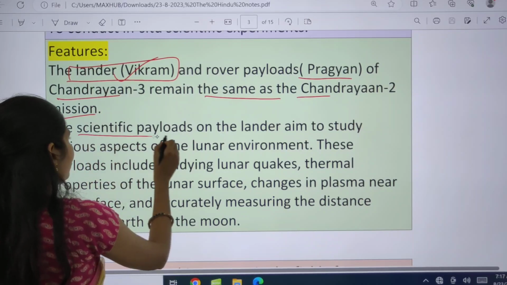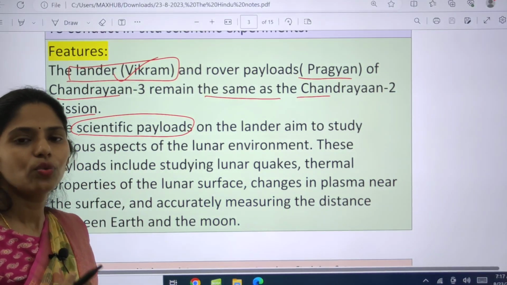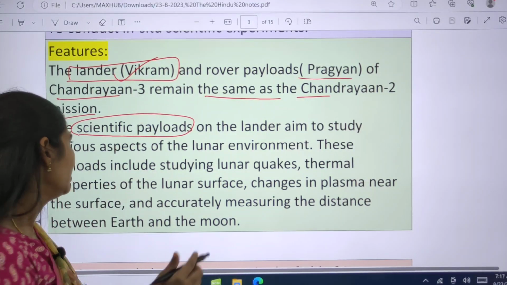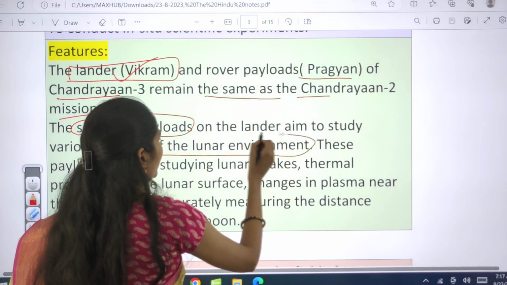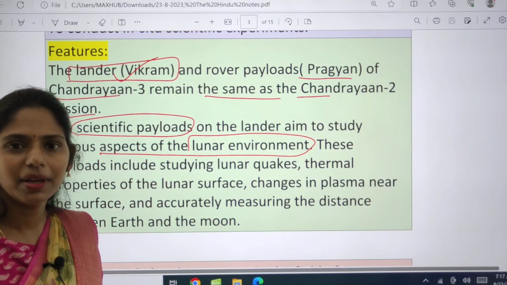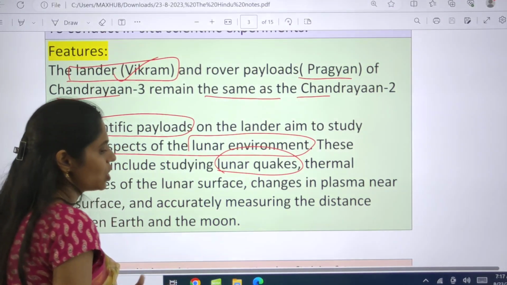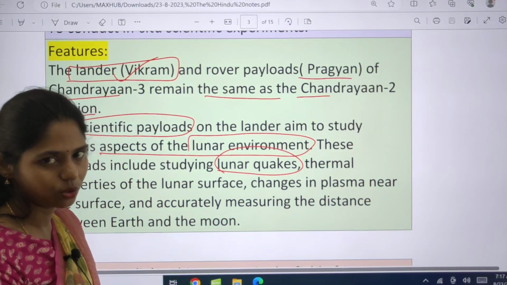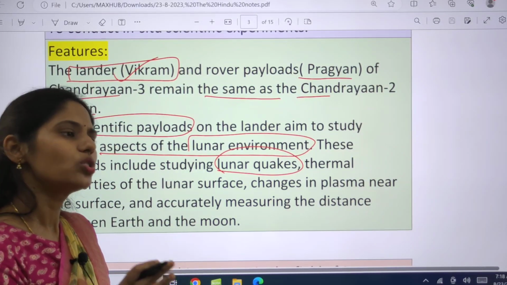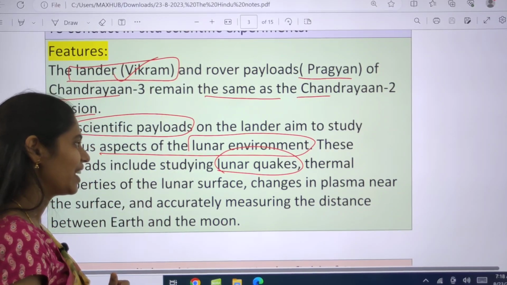We have some scientific payloads on the lander. Because of this, we can study different aspects of the lunar environment. These payloads will be helpful especially for studying lunar quakes. On earth we have earthquakes, right? That is a shaking of the earth. In the same way, on the moon's surface also there are quakes. They are called lunar quakes.